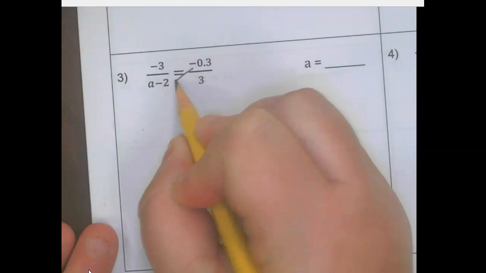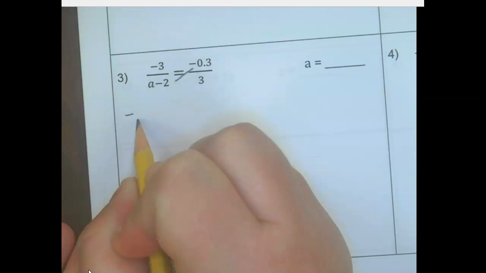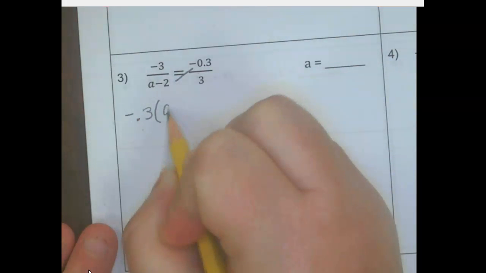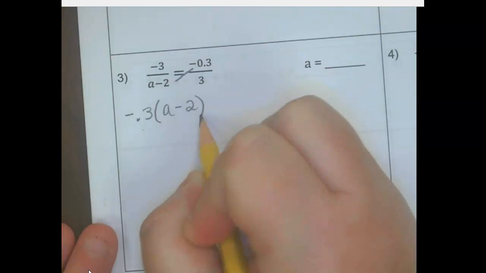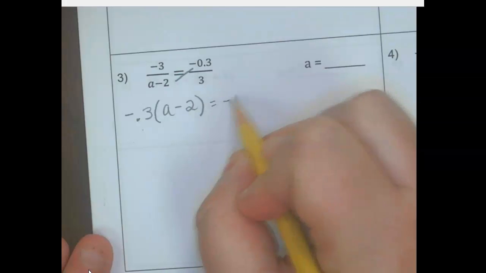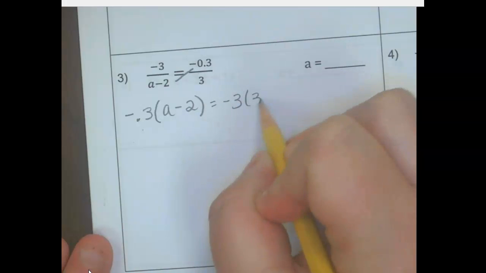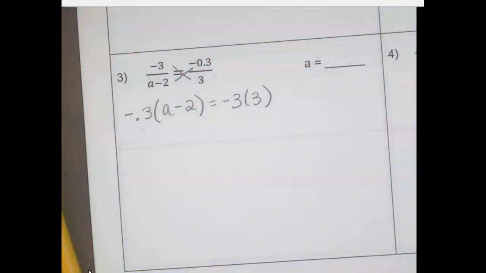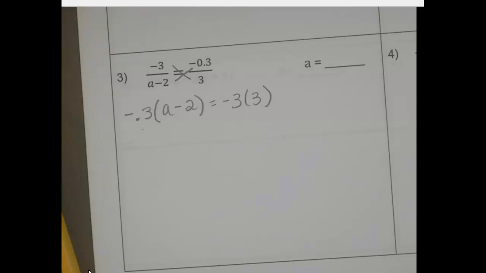So I'm going to have negative 0.3, negative 0.3, I dropped my 0, times a minus 2 equal to negative 3 times 3. So all I've done is cross multiplied. So when I have two fractions that we need to solve for a variable and a part of it.